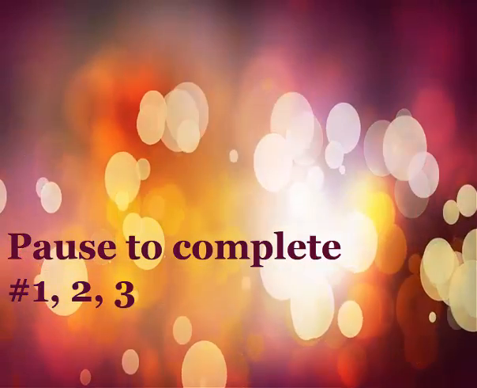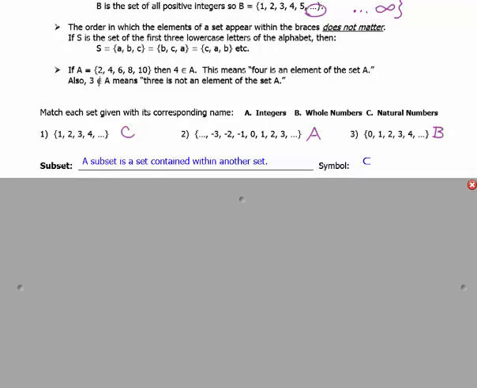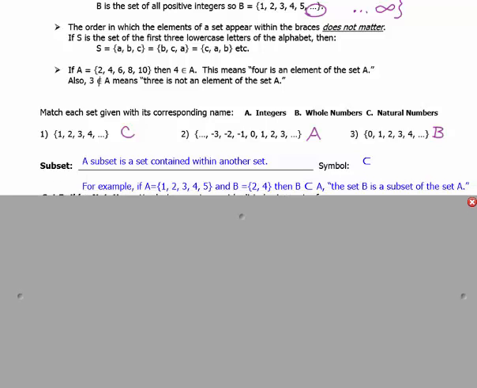I'd like you to pause the video here and take a look at each of those 3 sets. If you're back with me, the first set matches to C, the second set to A, and the third set to B. Now, a subset is a set contained within another set, and the symbol for that is kind of like a sideways C that's stretched out. If A is the set {1, 2, 3, 4, 5} and B is the set {2, 4}, then we would say B is a subset of A. You can think of it as contained in, because it's kind of like a C. B is contained within A.